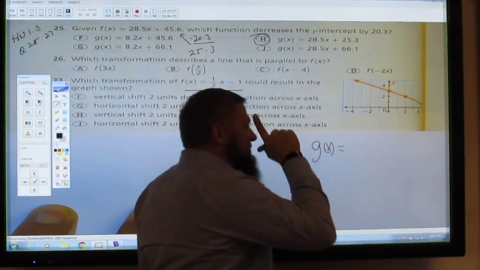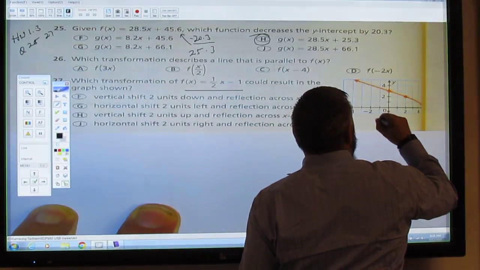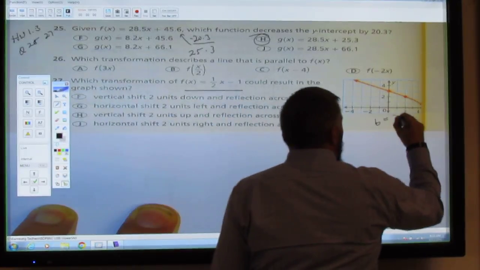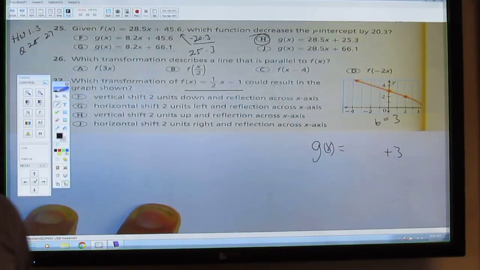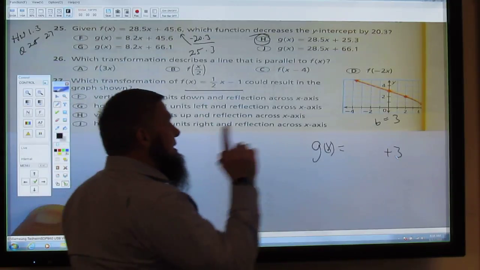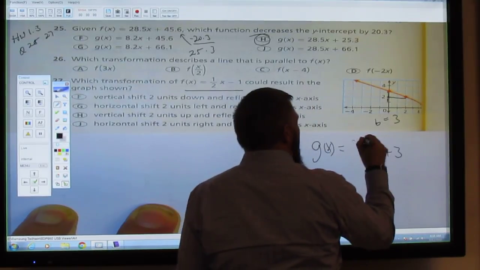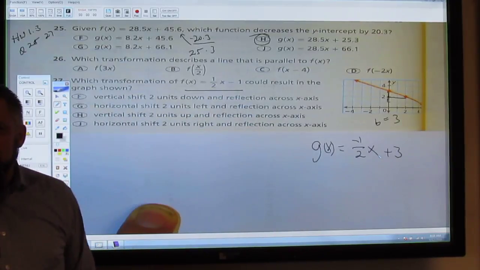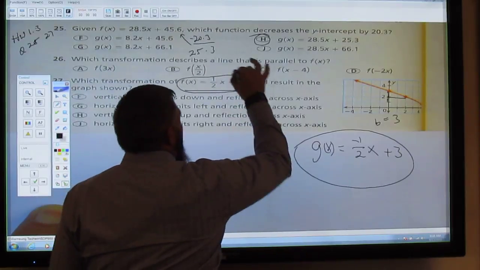So first of all, I have to know what my y-intercept is. So b is equal to what? 3. Good. Okay, so that's plus 3, right? And then what's my slope? 2. -1 over 2. So that's my g of x right here. Okay? That's my g of x. This is my f of x.